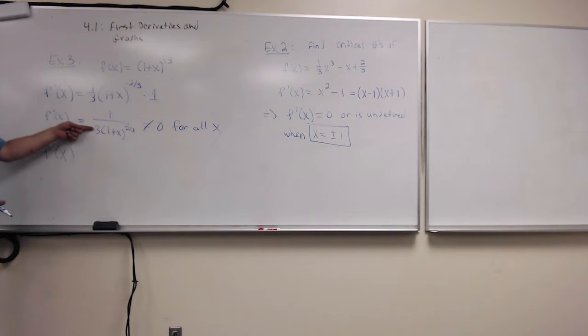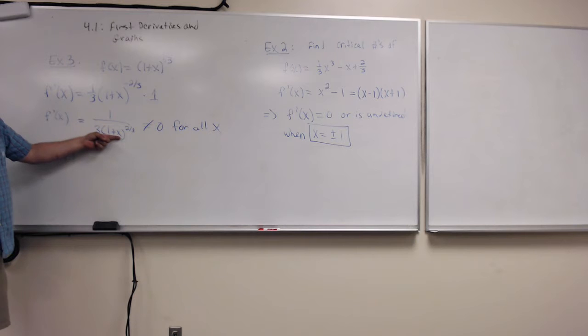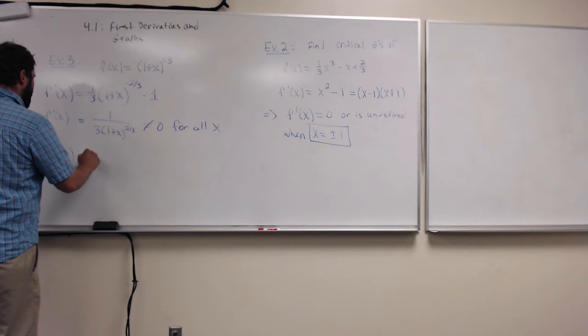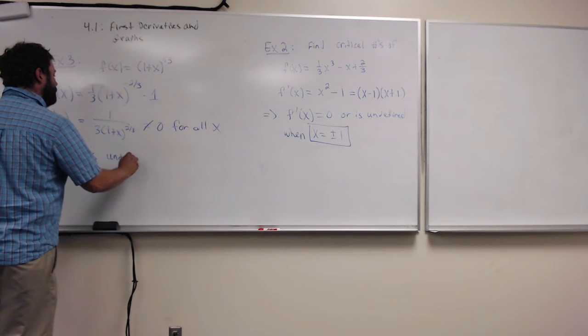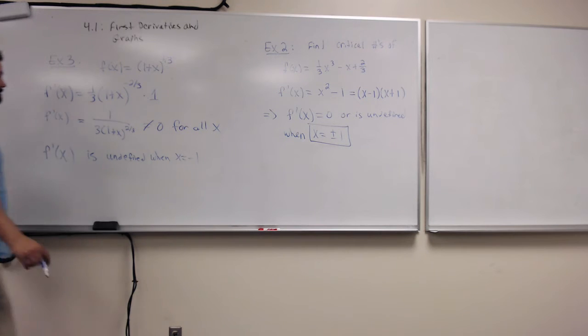So f prime of x. Now, I guess we could set the bottom equal to 0 and solve, but again, the 3 and the power don't really play a role. If I want to make this 0, I just need what's in the parentheses to be 0, and that happens when x is equal to negative 1. So f prime of x is undefined when x equals negative 1.